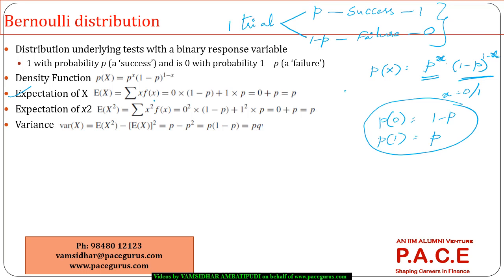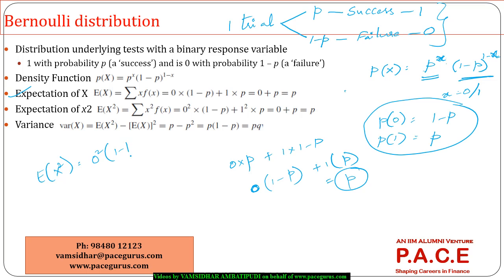And expectation is nothing but 0 into 1 minus P plus 1 into P. So when we are talking about x, 0 is 0 successes, the probability is 1 minus P, and 1 success, the probability is P. Overall the expected value is P. Similarly, when you are talking of expected value of x squared, the same logic I can use: 0 squared times 1 minus P plus 1 squared times P, which is again P. Expected value of x squared is also P. Expected value of x is also P.